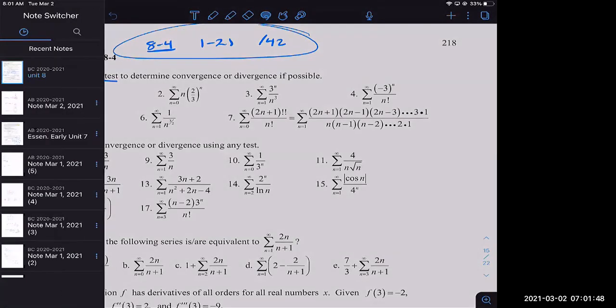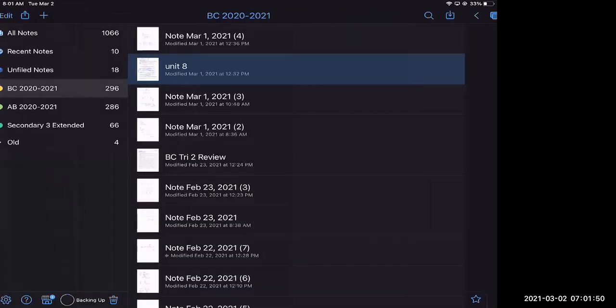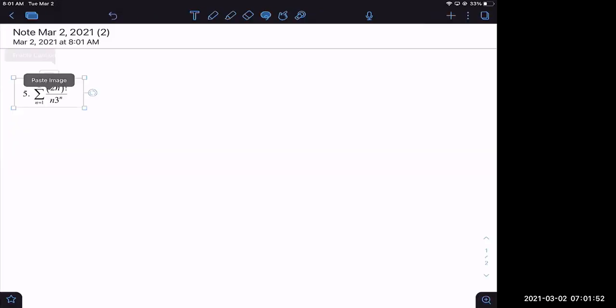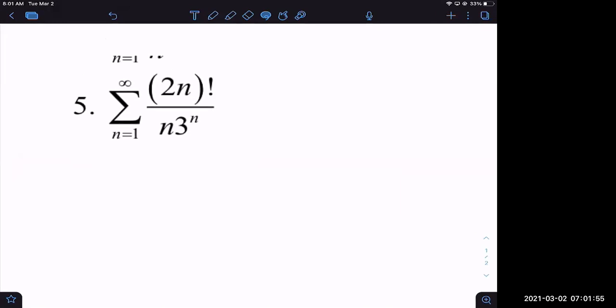Let's do 5 as a quick review. First, they told us that we had to use ratio test, but anytime I see a factorial, I would think to use ratio test too. Ratio test, you start by replacing the n with n plus 1. Make sure you keep it in parentheses. This is a common mistake I see.